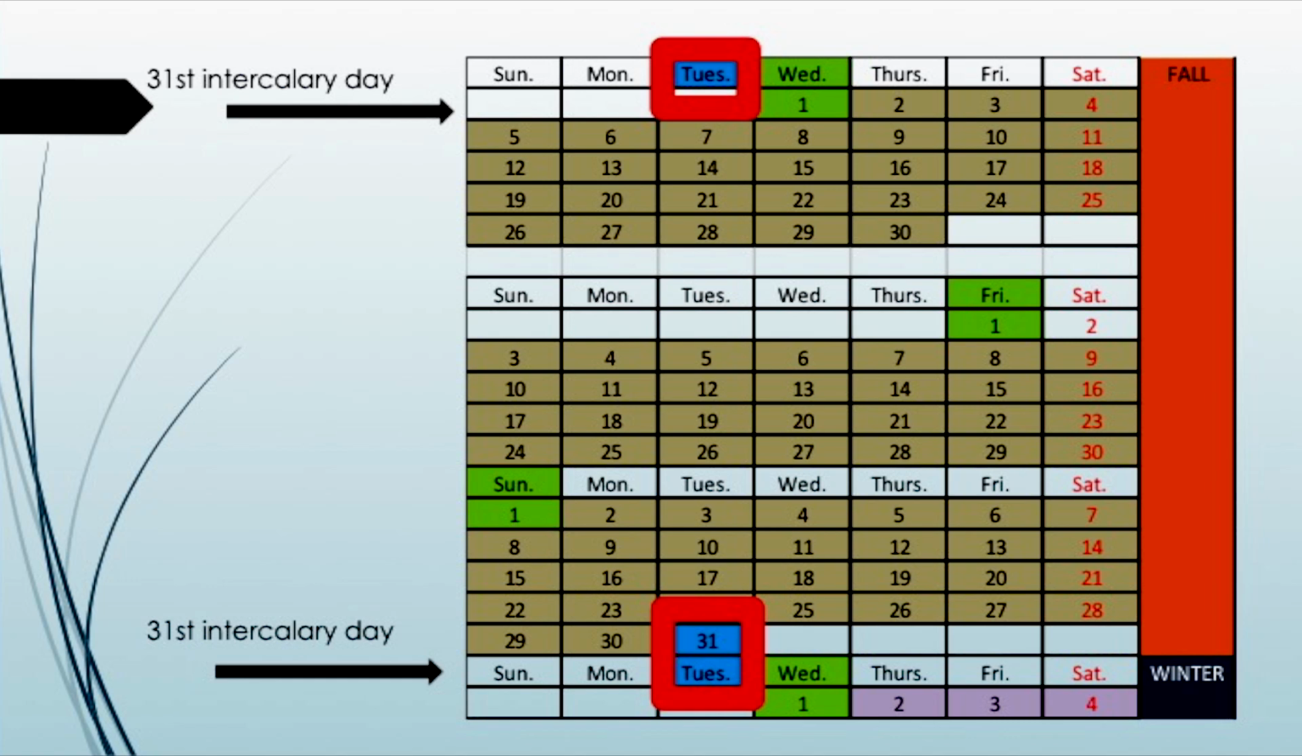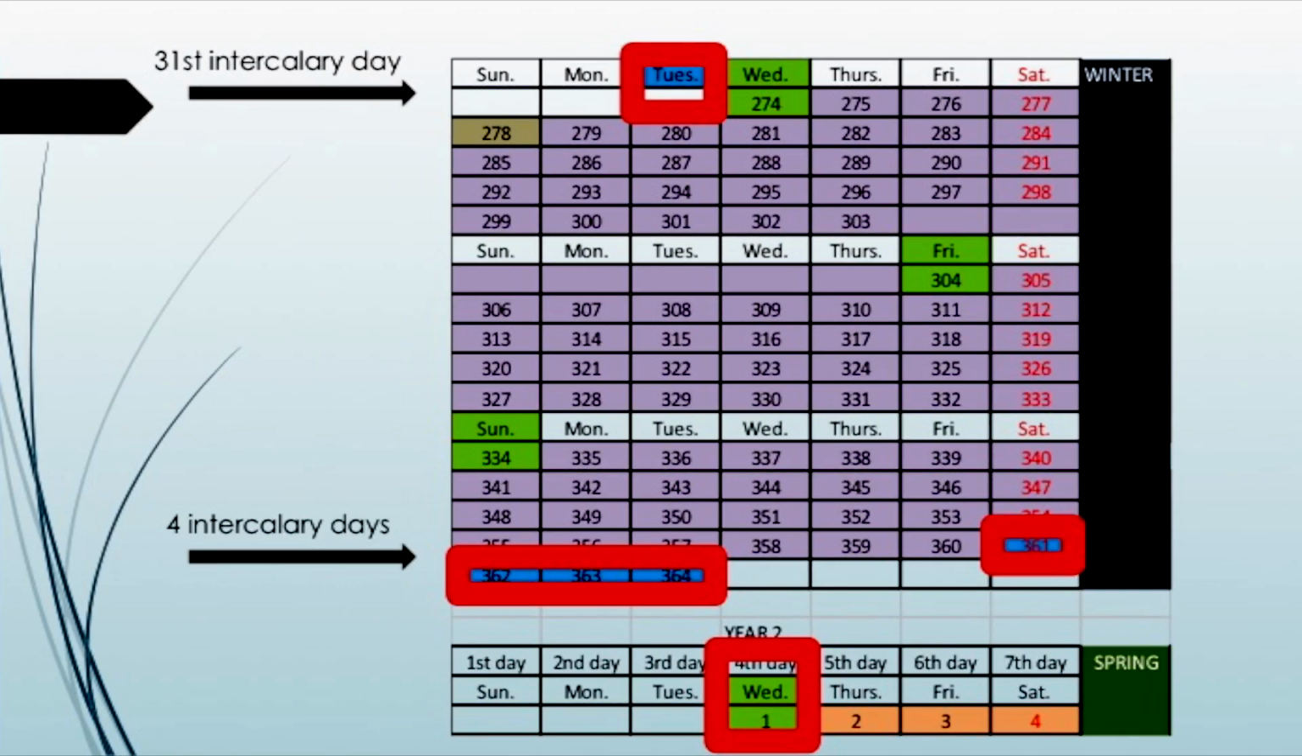We can't allow that. So we have a 31st intercalary day to make sure that the seasons all begin on the 4th day of the week when time began. Here we see a 31st intercalary day, which keeps it on Wednesday. And then of course, the 11th month begins on Friday. And the 12th month begins on Sunday.